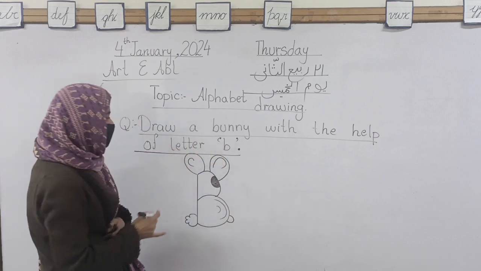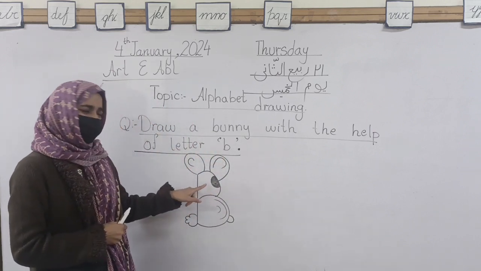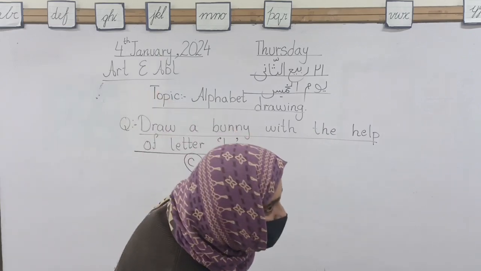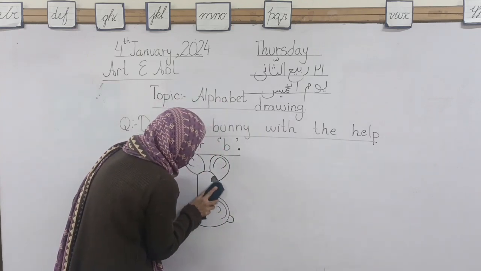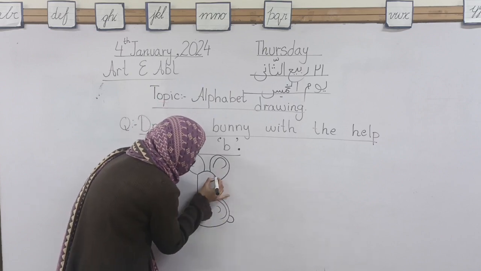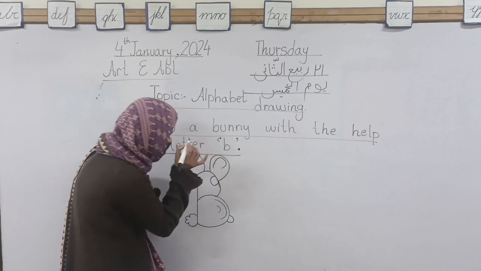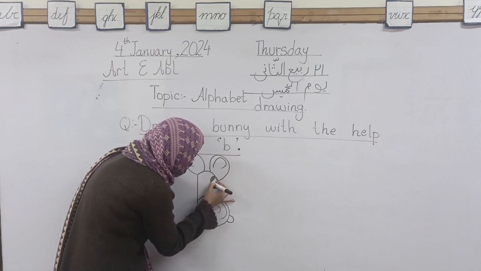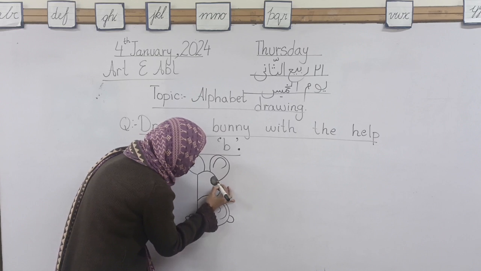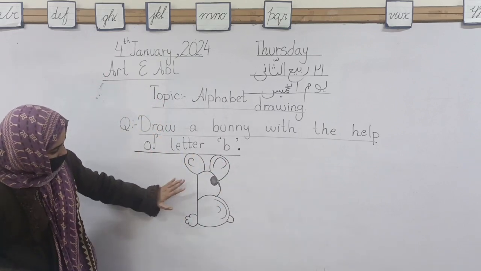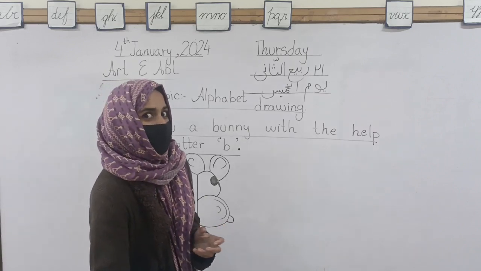Wow. A beautiful bunny has appeared, but I think his eye is too big, so we make it small using the duster. A small circle like this. Yes. Wow. Now color it. Students, the bunny has been drawn like this. It's very attractive and beautiful.